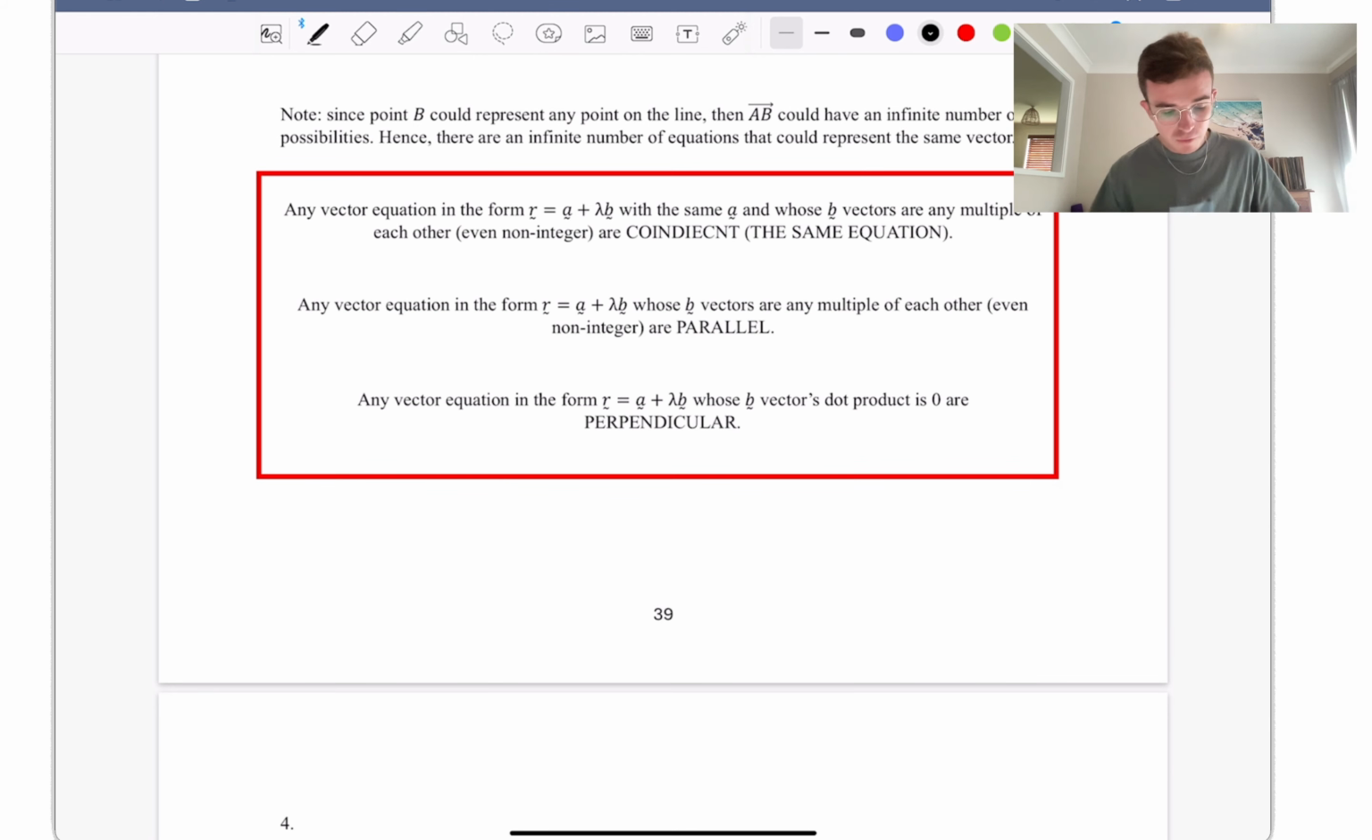Any vector in the form r = A + lambda B, whose B vectors are multiples of each other, are parallel. So that's saying if B is a multiple in each of them, but A is not necessarily the same, then they're parallel. And any vectors whose B parts have a dot product of 0 are perpendicular.